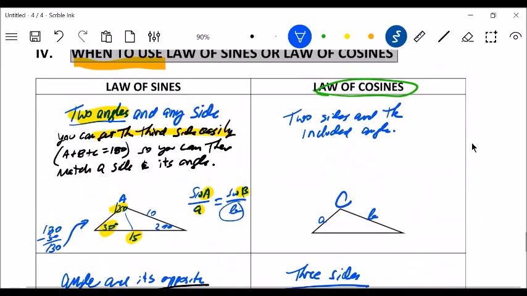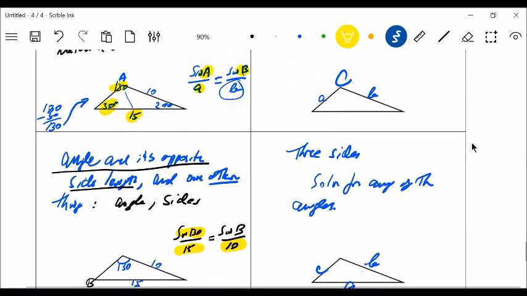Okay. So for law of sines, two angles and any side. Law of cosines, two sides and the included angle. And an angle and its opposite side for the law of sines, and three sides. And that allows you to solve any of the angles.